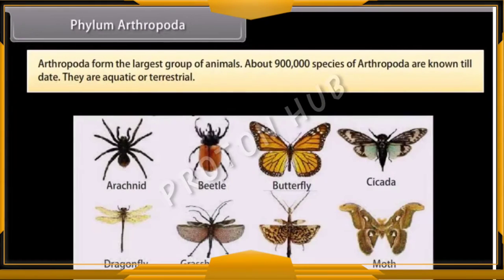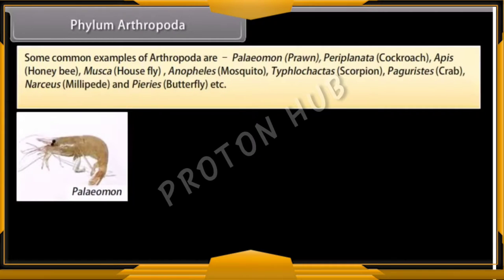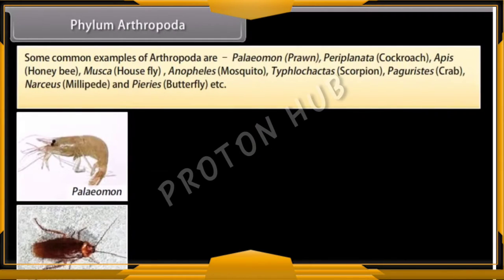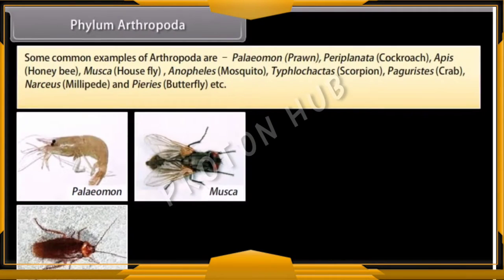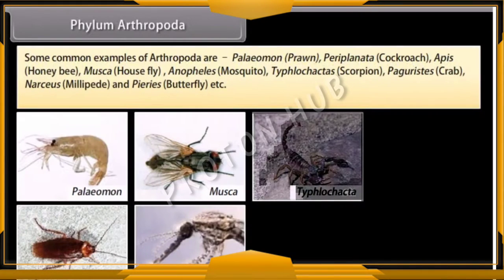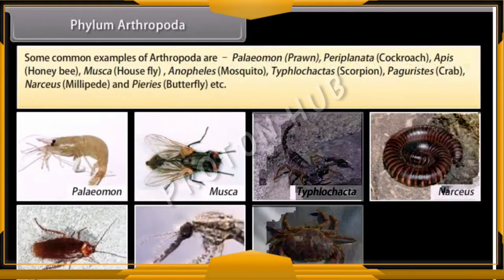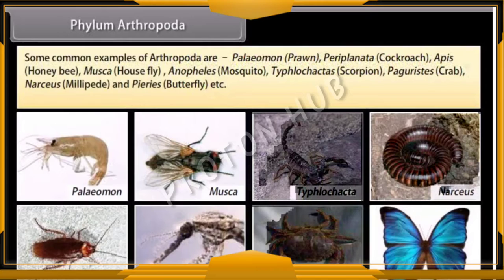Arthropoda form the largest group of animals, about 9 lakh species of arthropoda are known till date. They are aquatic or terrestrial. Some common examples of arthropoda are Palaemon, prawn, Periplaneta, cockroach, Apis, honeybee, Musca, housefly, Anopheles, mosquito, Buthus, scorpion, Paragrapsus, crab, Narceus, millipede, and Pieris, butterfly, etc.